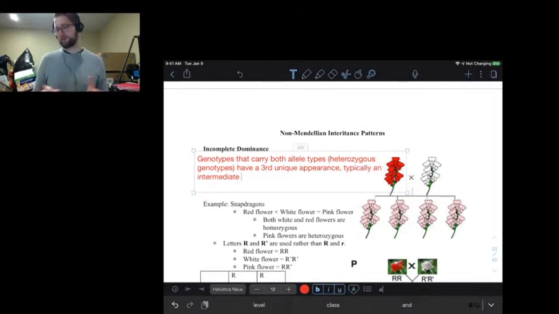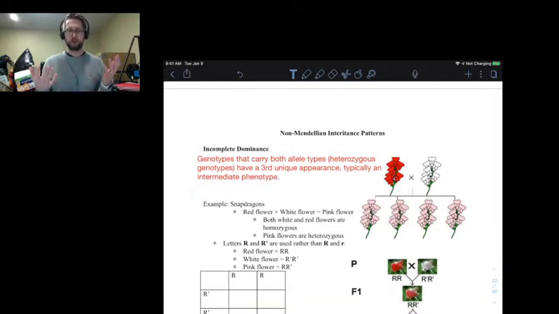So the most common one that we cover is usually the snapdragons. So snapdragons come in a white and a red variety. If you cross the white and red variety of snapdragon, you end up with a pink snapdragon. And that pink snapdragon has a unique phenotype. It's neither red nor is it white. It's something else. And in the background here, what's actually happening is that the two alleles seem to have some sort of relationship to each other, some sort of genetic activity that they kind of work together. Alleles are likely working together to form the trait.